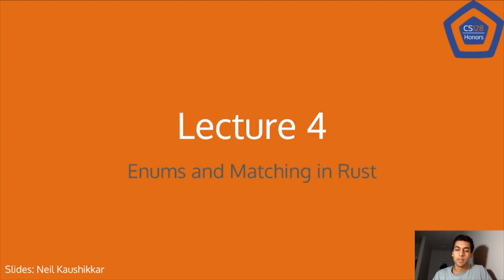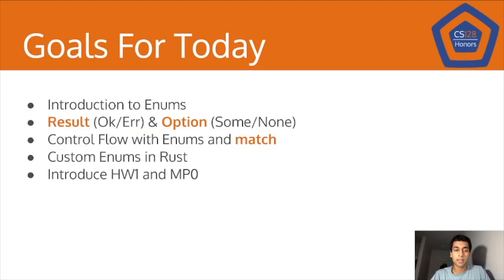Today we're going to cover enums and how to use the match keyword with enums in Rust. So first we're going to introduce you guys to what enums are, the general idea, then go more in depth on the two most common enums you'll see in Rust, the result and the option type, which Eustace should have introduced to you last lecture.